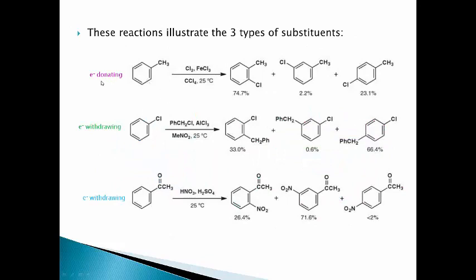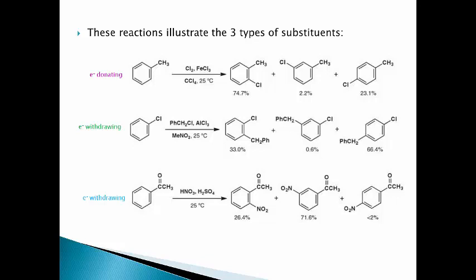So the first one, we have the electron donating group. It's going to be donating electrons into the benzene ring, and if we do a chlorination, halogenation on that, we will get our ortho-para substitution as the majority. So we still get a little bit of meta, but the majority of it is in that ortho-para position.